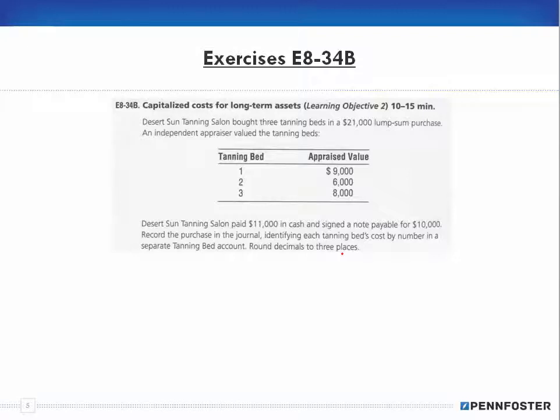Okay, so this here is a matter of, now remember, we're paying $21,000 in a lump sum, okay? But the appraised value here ends up being $23,000, okay? So we have to take what percentage each bed is of the $23,000 and then apply it to the $21,000 to get the actual cost that we're booking, percentage-wise, that we're actually paying for that.